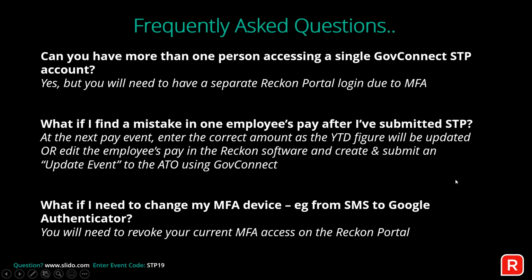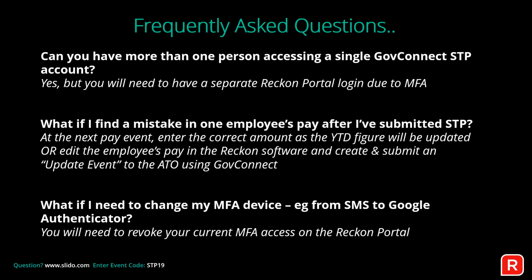And what if I make a mistake in one employee's pay after I've submitted the STP? Well, at the next pay event, enter the correct amount as a year-to-date figure, and that will be updated. Or you can edit the employee's pay in the Reckon software and create and submit an update event to the ATO using GovConnect.